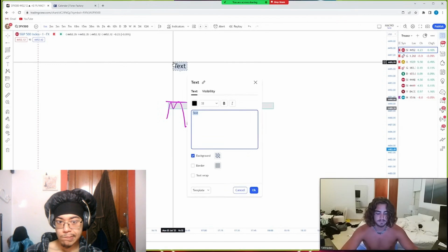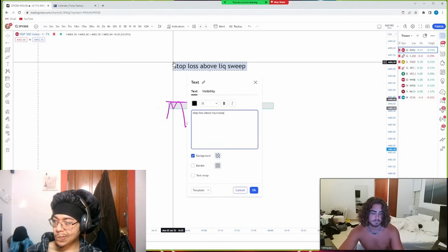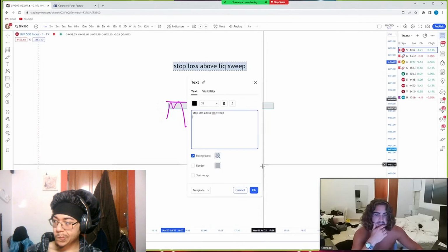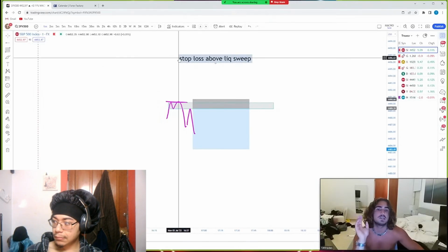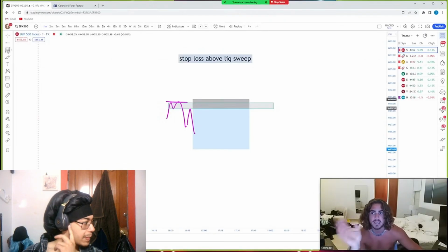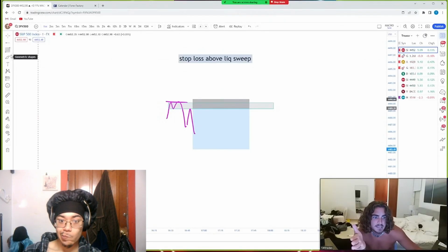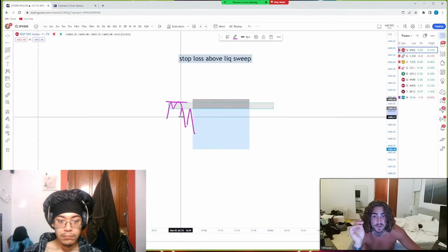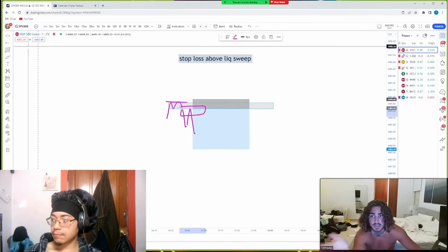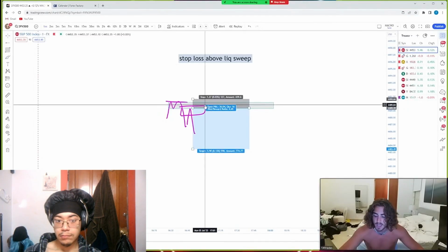Boom. That's as simple as it gets. That's the super simple, easiest way to do it. Stop loss above your liquidity sweep. Whether you're entering off of a fair value gap or an order block, your stop loss should still be above the liquidity sweep.